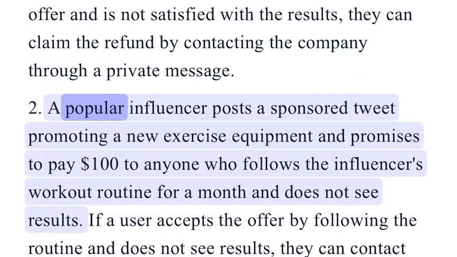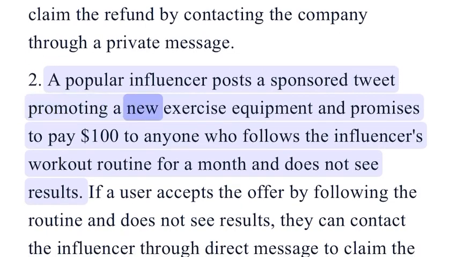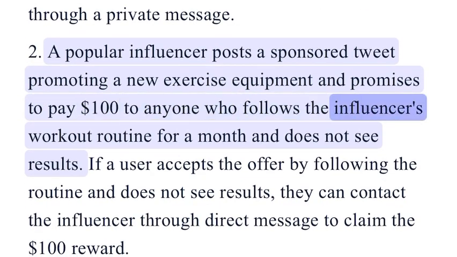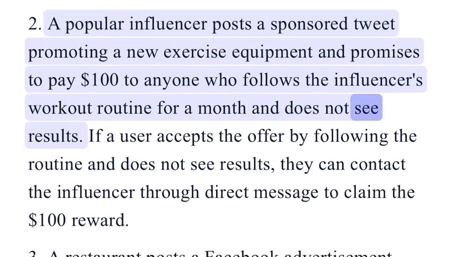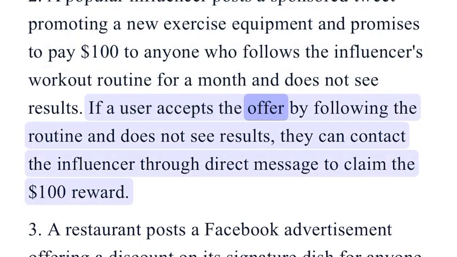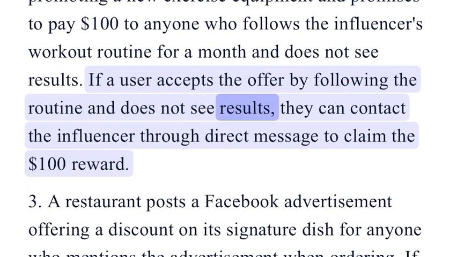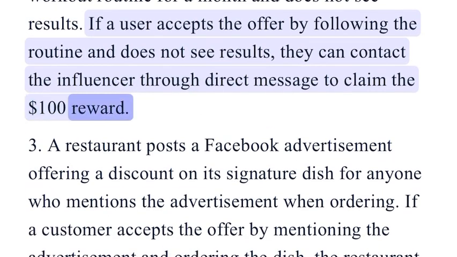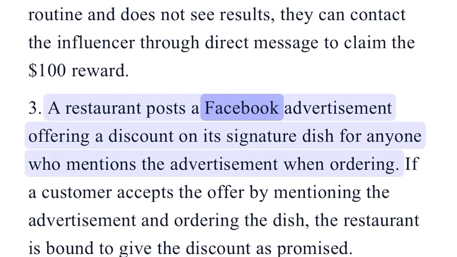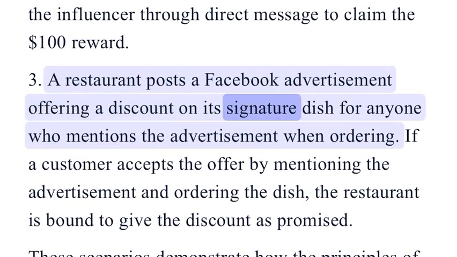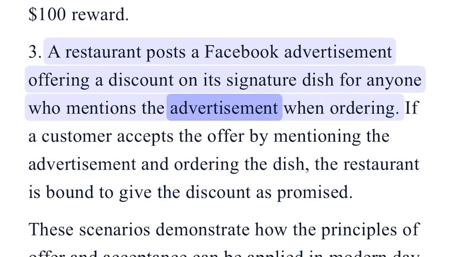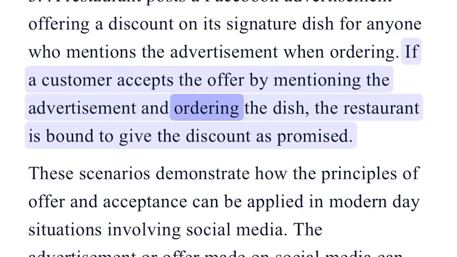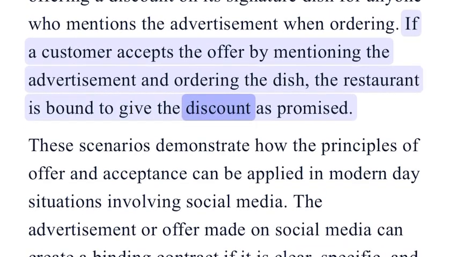2. A popular influencer posts a sponsored tweet promoting a new exercise equipment and promises to pay $100 to anyone who follows the influencer's workout routine for a month and does not see results. If a user accepts the offer by following the routine and does not see results, they can contact the influencer through direct message to claim the $100 reward. 3. A restaurant posts a Facebook advertisement offering a discount on its signature dish for anyone who mentions the advertisement when ordering. If a customer accepts the offer by mentioning the advertisement and ordering the dish, the restaurant is bound to give the discount as promised.